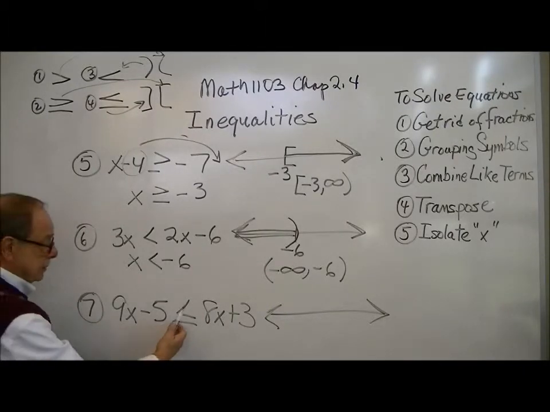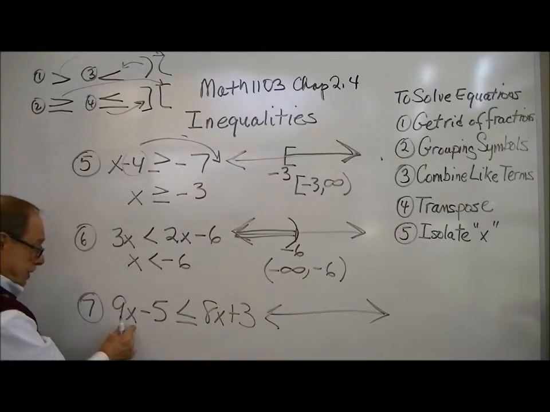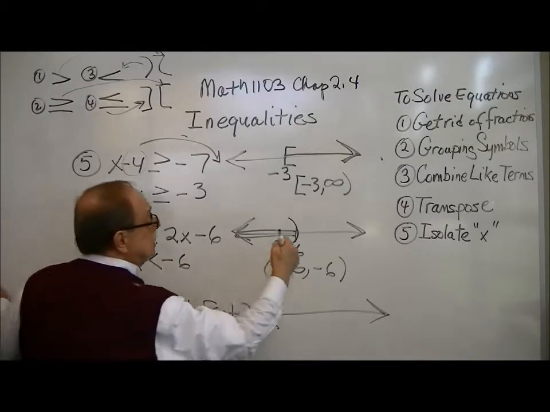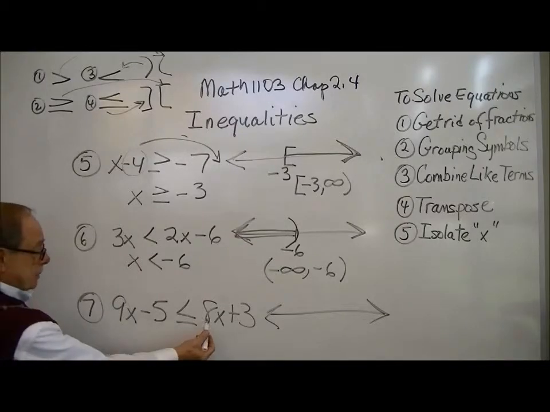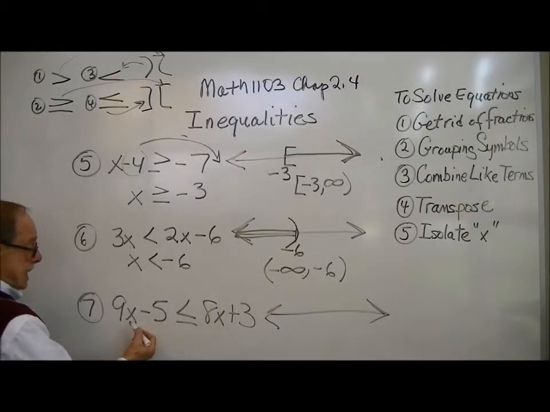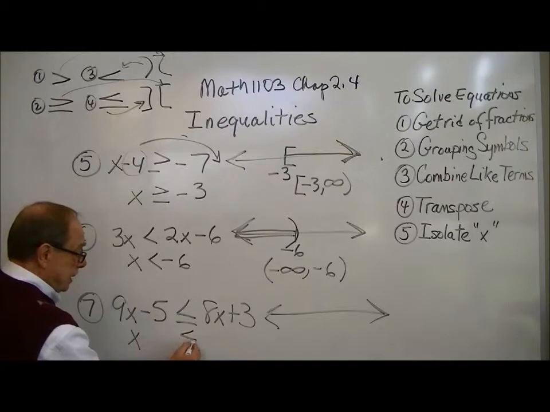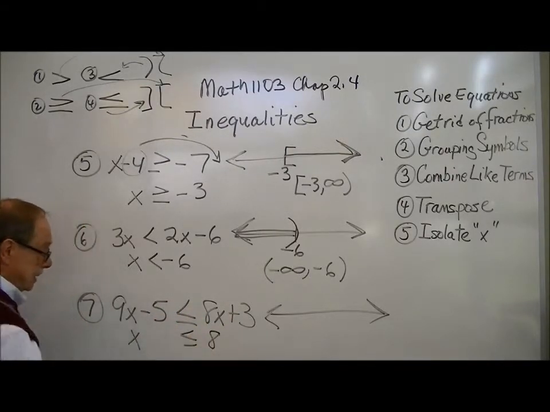Okay, here again, transposition is going to be very useful. You have a variable, a number, variable, a number. So we're actually at the transposing stage. Transpose this, it becomes a negative 8x, so this just becomes an x. This is a negative 5 on this side. This is going to become a positive 5.